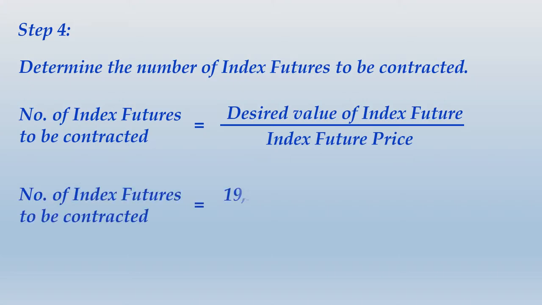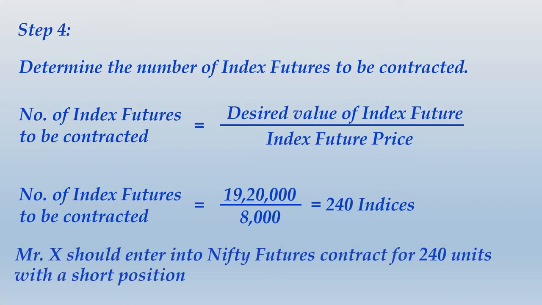So here, number of index futures to be contracted will be 240 units, and you should mention one line very clearly in your solution that Mr. X should enter into Nifty futures contract for 240 units with a short position. Please take the copy of this part of the solution as well, and then I take you ahead.